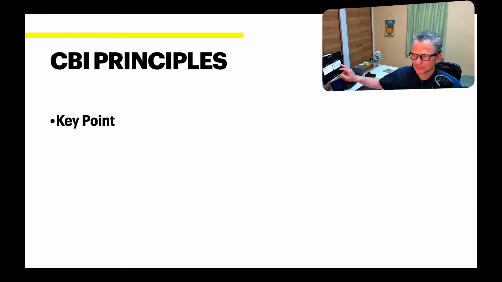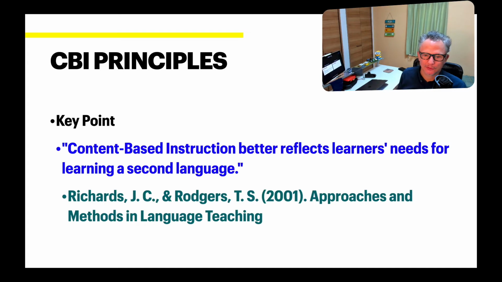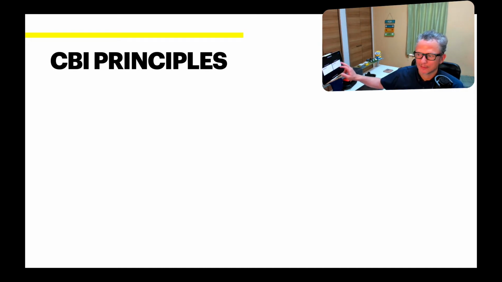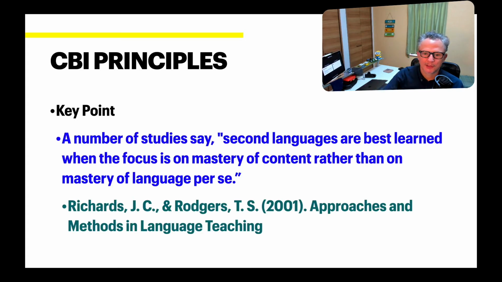Again, more principles from Richards and Rogers. Content-based instruction better reflects the learner's needs for learning a second language. Why are you learning English? To understand content, right? Or to be able to talk about it. So a key point, again, from Richards and Rogers, is a number of studies say that second languages are best learned when the focus is on mastery of content rather than on mastery of language per se. So there's evidence to support content-based instruction, right?